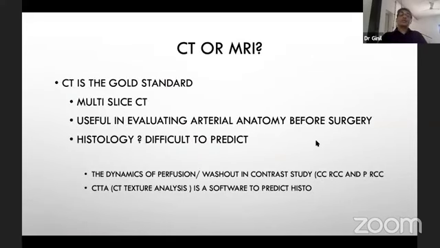Another question is whether CT or MRI is preferable. As Dr. Srivatsa has rightly pointed out, CT is the gold standard, and current CT is almost comparable with MRI in all aspects. An advantage of CT is that it is good in evaluating the arterial anatomy before surgery. But it is difficult to assess the histology, though there are some patterns we can recognize to get some idea about the pathology.